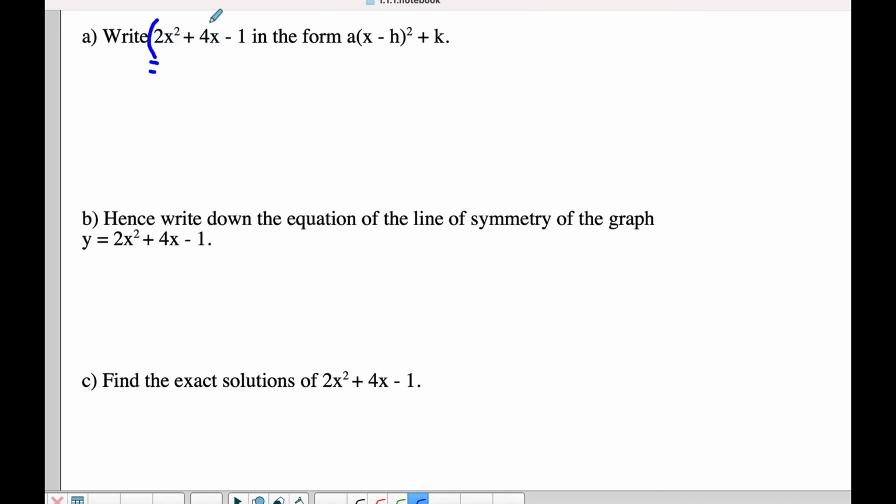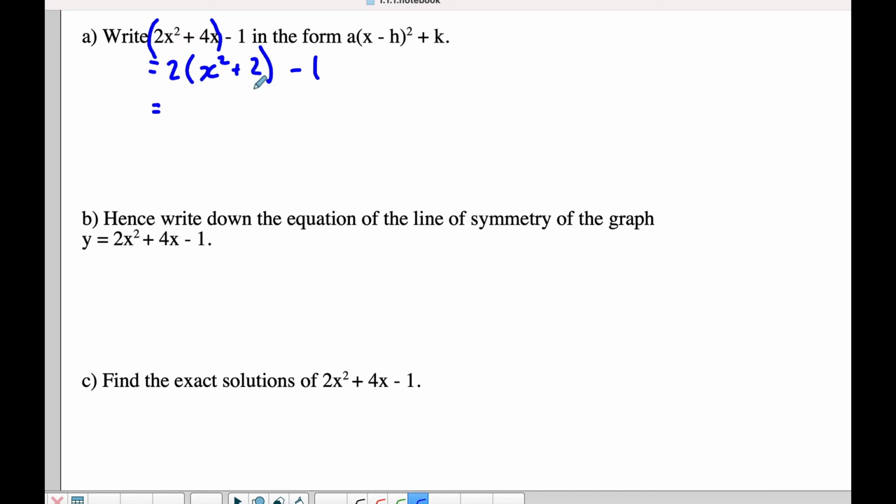So again, the first thing we're going to do is factor out the coefficient of the x squared term. So this is going to be 2 times x squared plus 2x, and then outside the bracket, we have the minus 1. And so now we're going to write this as a perfect square trinomial.